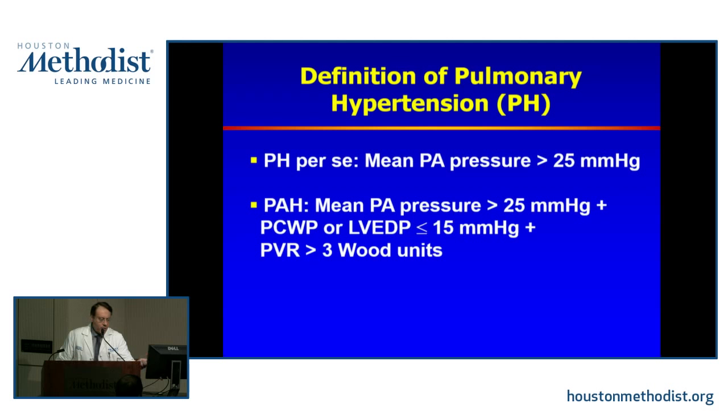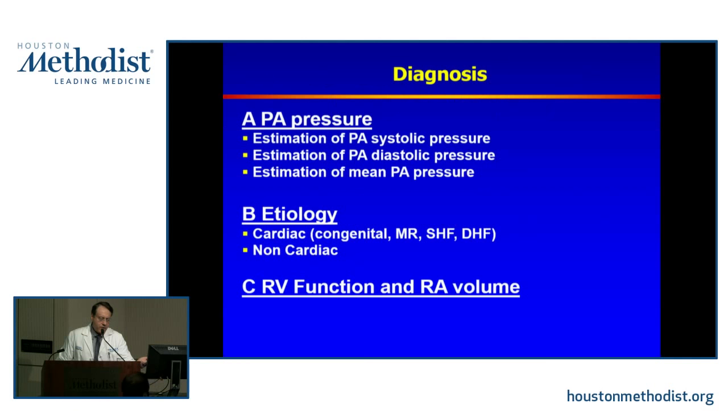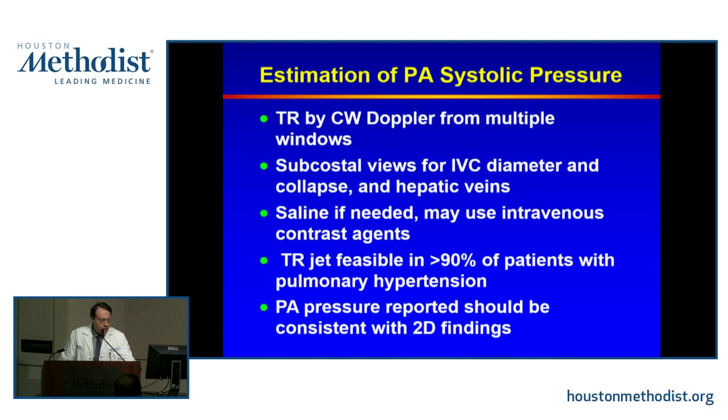I want to be able to say whether the wedge pressure is normal or not, and whether PVR is increased or not. So these are laudable goals to achieve. And when someone has pulmonary hypertension, the size of the RA, the presence of pericardial effusion, and the size and function of the RV carry prognostic information. For PA systolic, we get TR by multiple windows. We need RA pressure estimation, so we need subcostal views for IVC and hepatic veins.